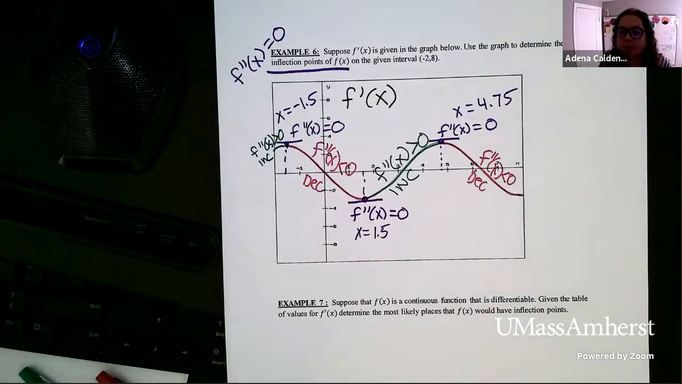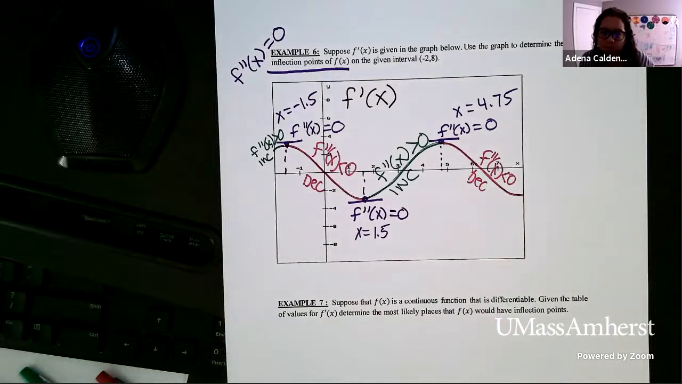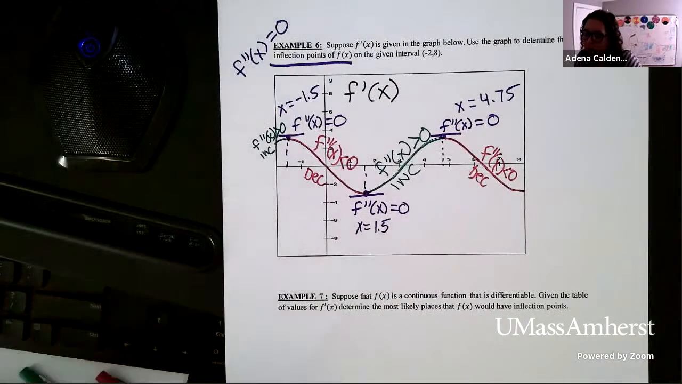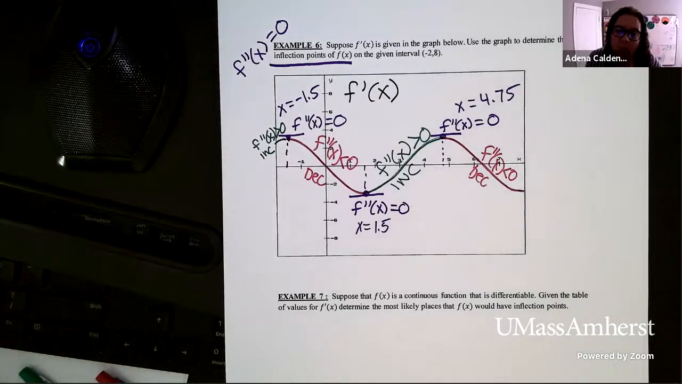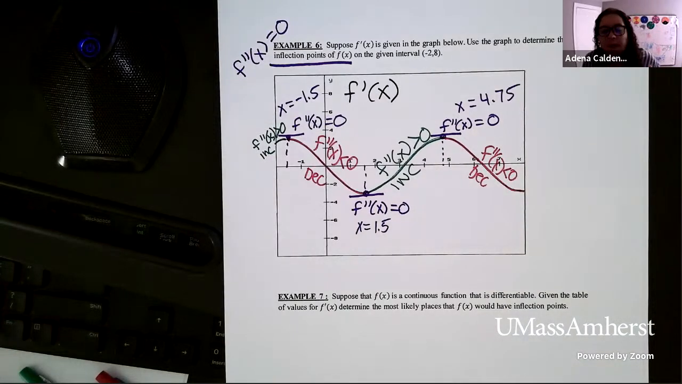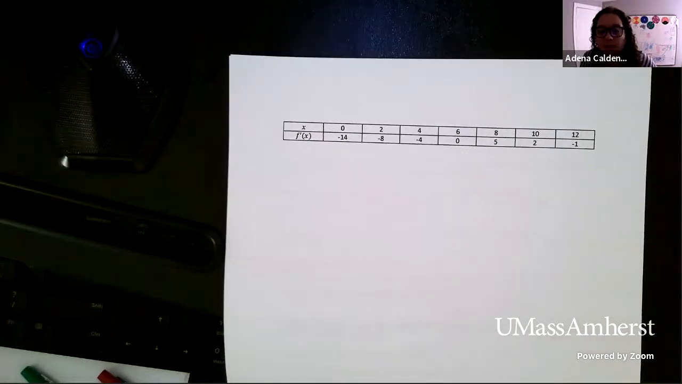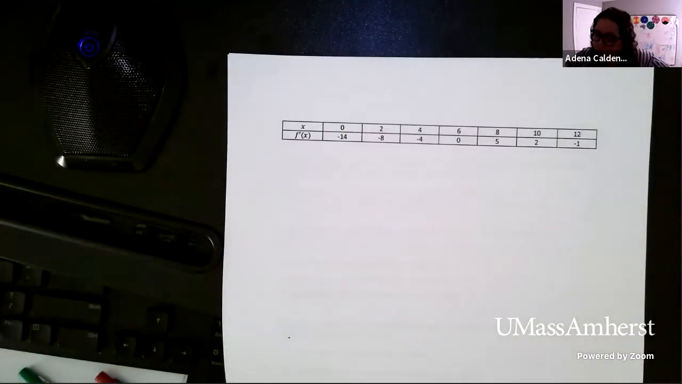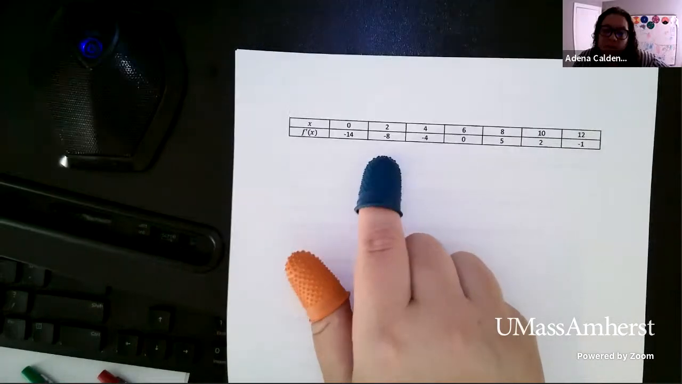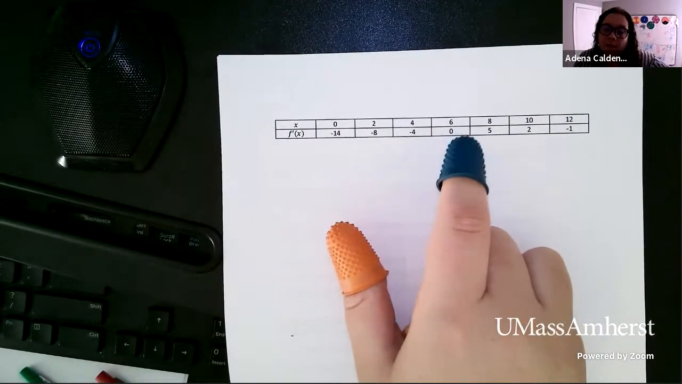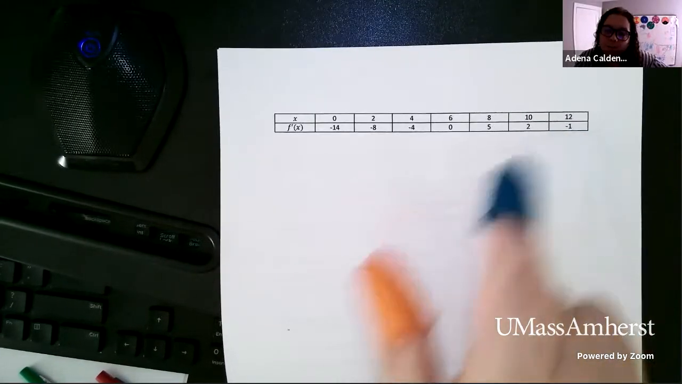So we're going to use the same type of analysis, right? These rules that we're just talking about now, but now we're going to do this for a table. Okay, so suppose that f of x is a continuous function. Given the table of values for the first derivative, determine the most likely place that f of x would have an inflection point. Okay, so it's printed on the next page. But the idea here is that we have a derivative set of values here. So negative 14, negative 8, negative 4, 0, 5, 2, negative 1.